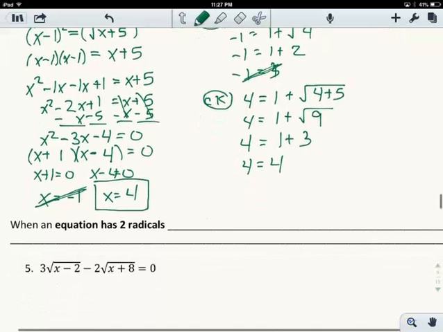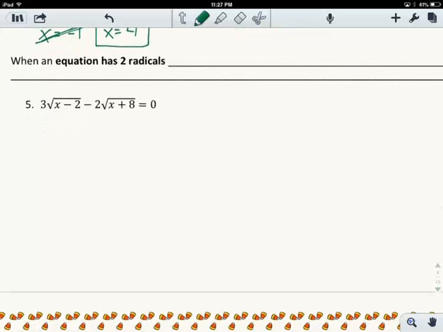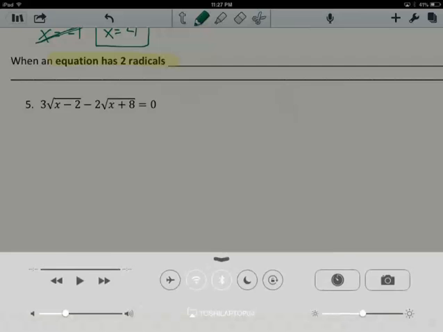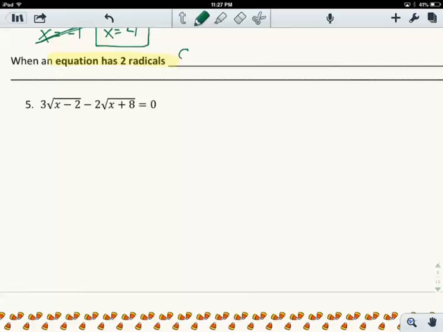If you end up with some kind of a problem where an equation has two radicals in it, you want to get one on each side so that you can square both sides, and then the radicals will vanish. So if you have an equation that has two radicals, you want to get one radical on each side of the equal sign.